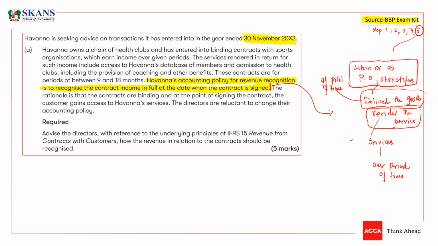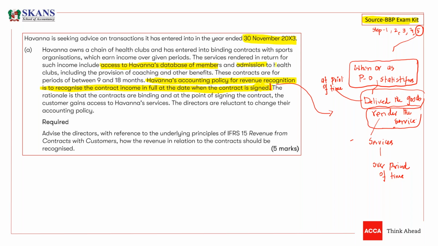Okay, let me explain. H owns a chain of health clubs and has entered into a binding contract with a sports organization which earns income over a given period. The services rendered in return for such income include, first, access to H's database of members, and admission to health clubs.